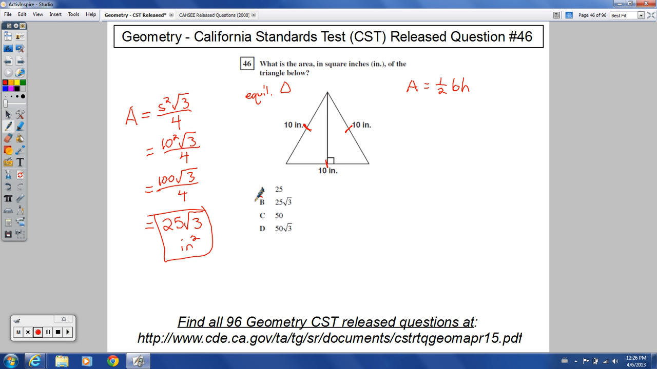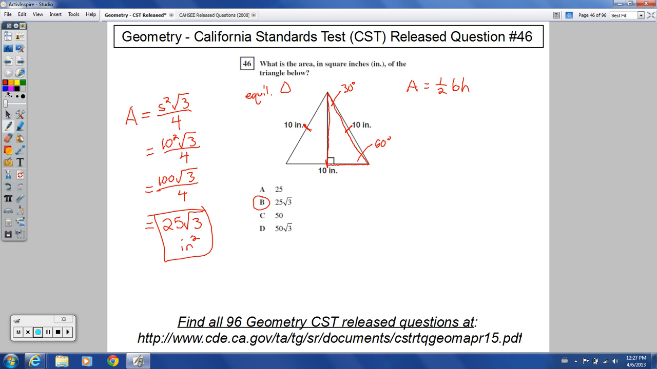But let's say you didn't remember that. What's the other way that you could do that? Well, here you have a triangle right here. Since this is equilateral, you know this is 60 degrees, and you know that would have to be 30 degrees left over there.